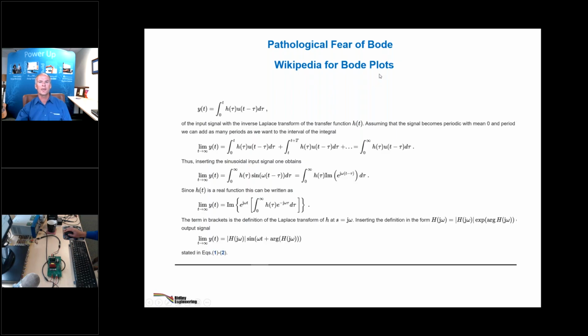This is Wikipedia for Bode plots. It doesn't do much talking about the plots. It does a lot of talking about the theory behind the plots. So a very academic slant to it, which isn't particularly helpful to practicing engineers. So I understand the fear. That's certainly a real thing. And if you ask me to solve these equations today, it's like, no, I'm not doing that. I'm just not going to go there.